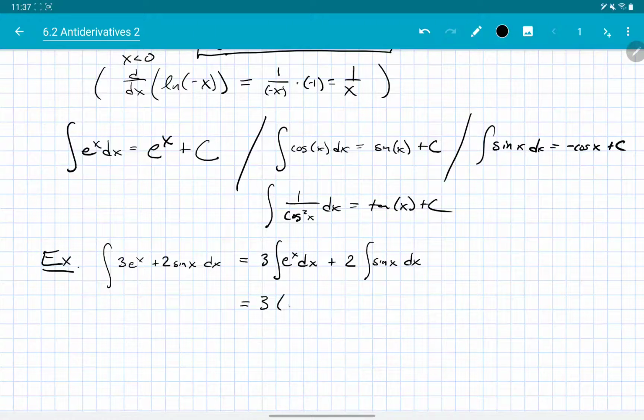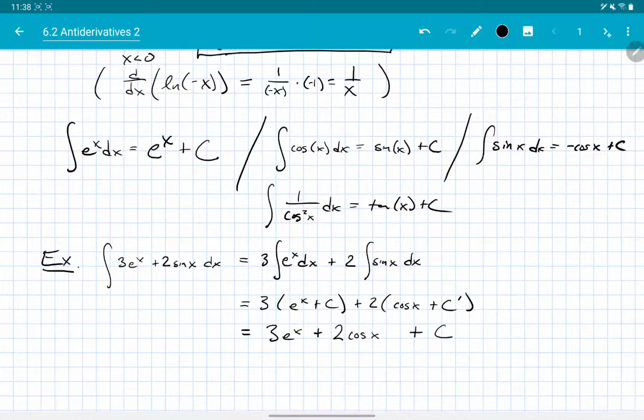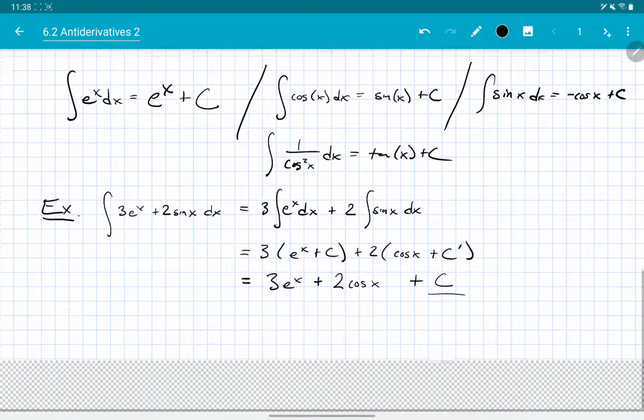This is 3 e to the x plus a constant. This is 2 cosine x plus perhaps another constant. The constant doesn't matter, we just need to record it at the end. We really could write 3c, but we don't worry about that. We let this constant change value. All we want to do is make sure we have some constant at the end. It doesn't matter what it is. We don't want to forget it, though. In fact, WebWork might say something is wrong if you don't have the constant, so keep that in mind.